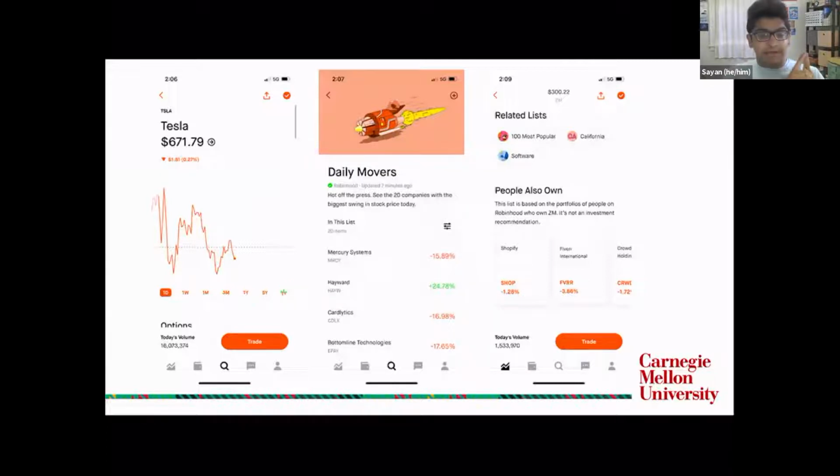There are graphs with no y-axis, defaulting to one-day views in the charts, which can encourage day trading, listing stocks that have moved the most in a day, encouraging overreaction to market news, making stocks a popularity contest with 100 most popular lists, or people also owns. Of course, Robinhood is by far not the only culprit in this, but it is one of the most popular culprits. It's one of the most popular zero commission trading apps.